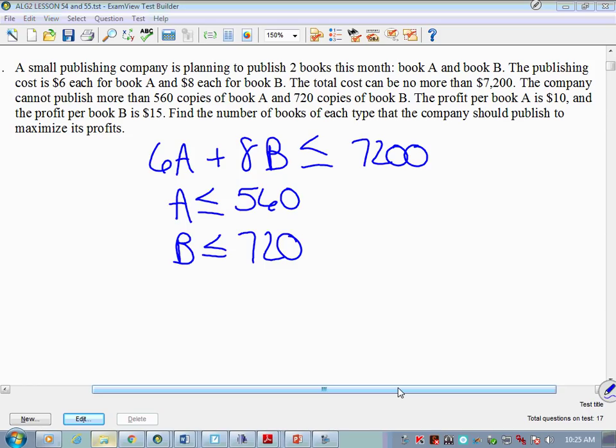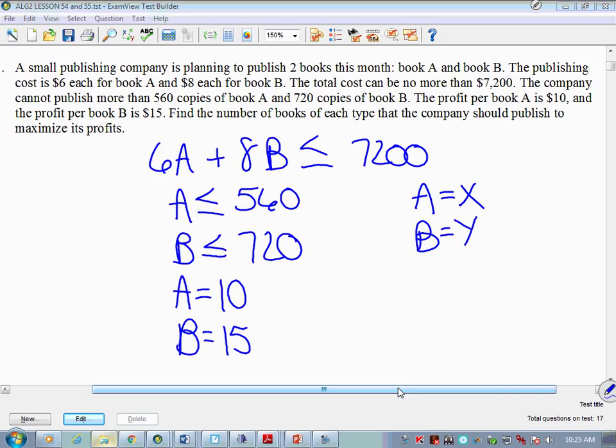Okay? The profit for book A is 10. The profit for book B is 15. So, in a sense, profit-wise, A equals 10, B equals 15. Okay? Now, so that we're using coordinates that we're familiar with, I'm going to do some variable substitution. I'm going to say that A equals X and B equals Y. Okay, because that's going to help us see this a little bit better.